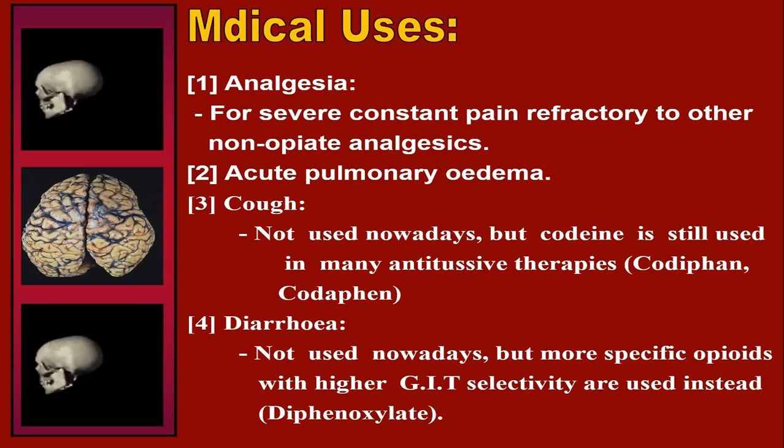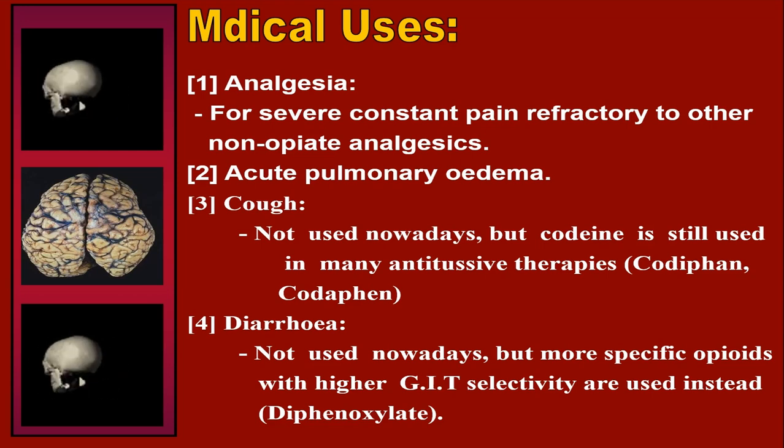Medical uses. Opioids are used in medical fields for many indications. The first is analgesia. It's used in severe constant pain refractory to other non-opiate analgesics, like cancer, terminal illness, obstetric labor, and acute myocardial infarction, where here it is a life-saving measure. Moreover, it is used in renal colic, severe biliary colic, and massive bone fractures like in accidents.